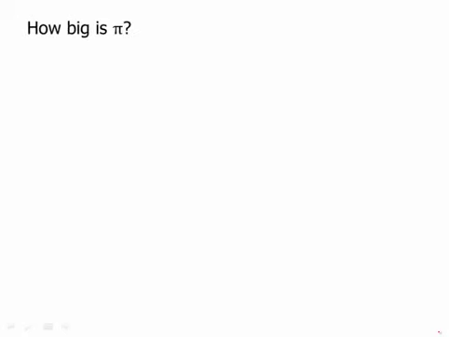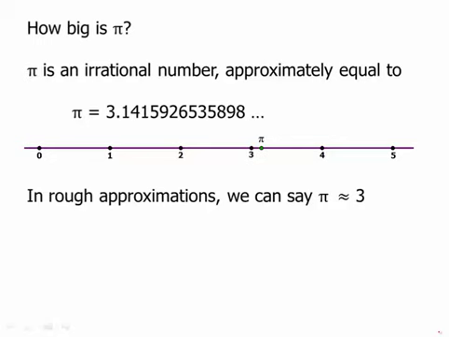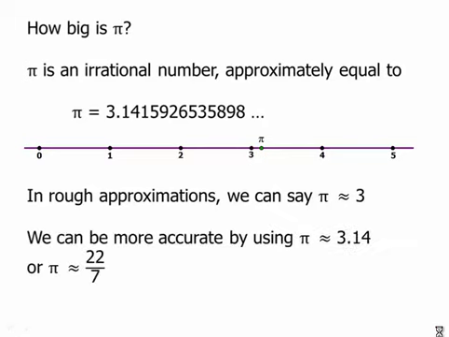How big is pi? Well, pi is an irrational number approximately equal to this decimal, and in fact that decimal goes on forever. There's no repeating pattern, it just goes on forever. If we locate pi on the number line, notice it's very close to 3. It's between 3 and 4, relatively close to 3. In very rough approximations, we can simply approximate pi as 3. And if we need a slightly better approximation, we can use 3.14 or 22 over 7. That's actually a very useful approximation for pi.